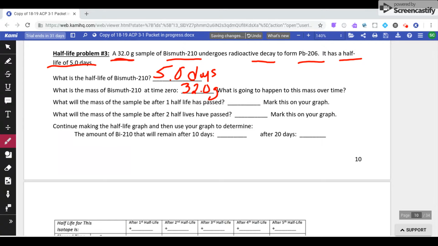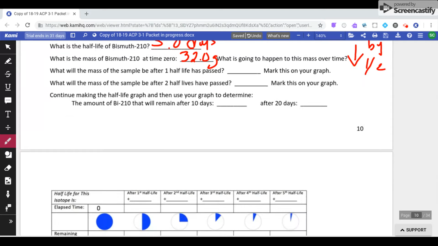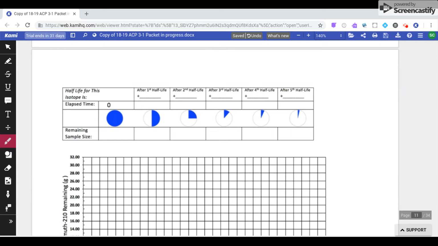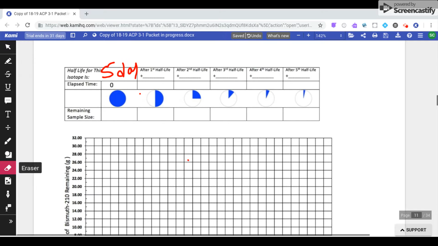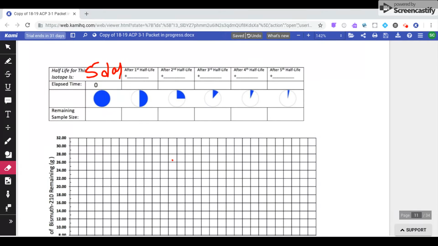And we also know that we're starting with 32 grams. We know, because of the definition of half-life, how long it takes for half of the sample to decay, that the mass is going to go down by half every half-life that passes, every 5-day period. So for this isotope, we're going to be dealing with a 5-day period, always. The first example was 8 days, then we dealt with 2.6 years. Now we're dealing with 5-day periods.